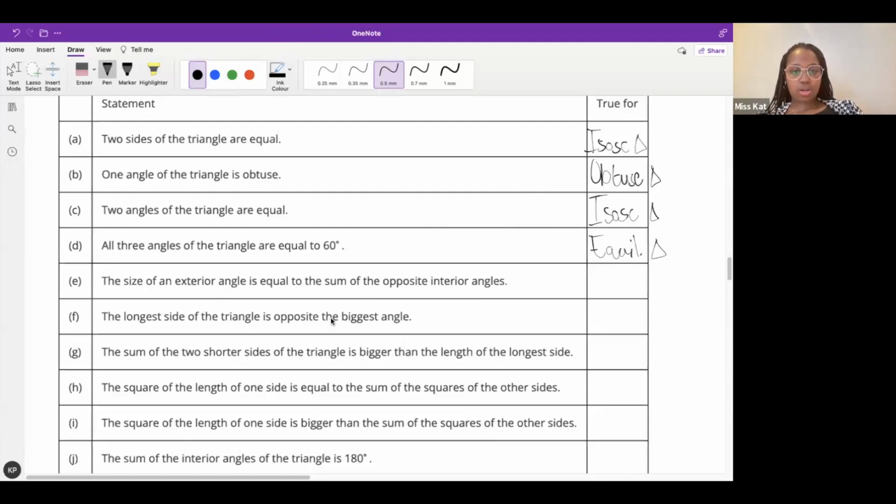Now we are on E. Okay, we haven't done E, but the size of an exterior angle is equal to the sum of the opposite interior angles. Now I'm going to tell you that counts for all triangles, okay? We still haven't done it. Don't panic. This is true for all triangles.